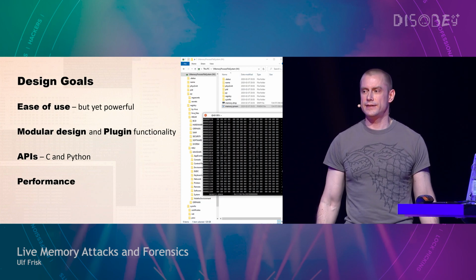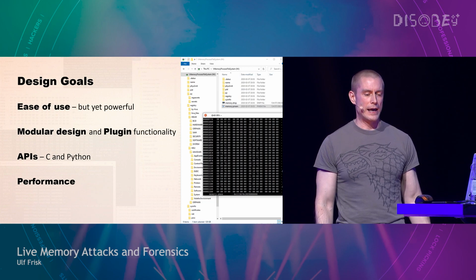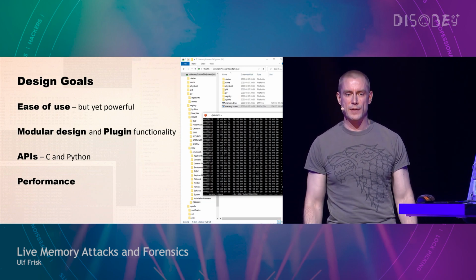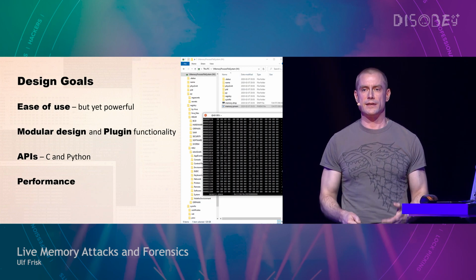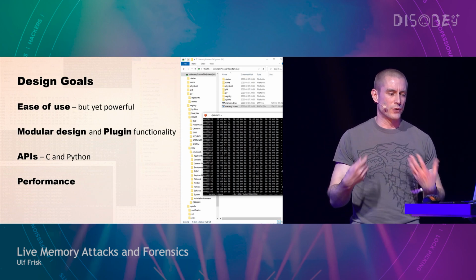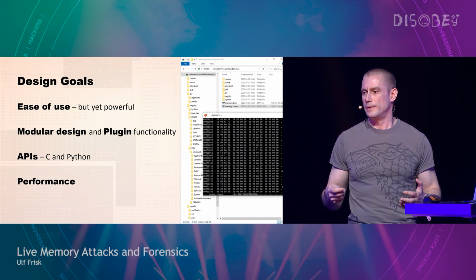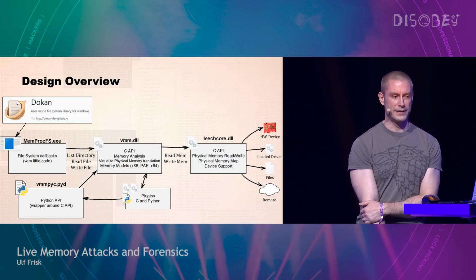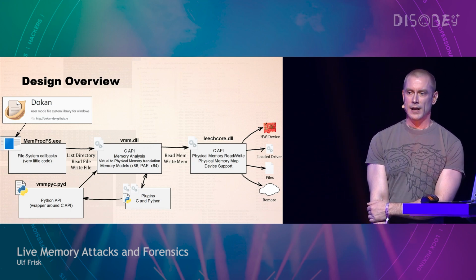And since it's coded in C, it's going to be a C API, and that's quite portable. But also Python is really popular within the security community, but also the memory forensics community, so add a Python API as well. And performance is super important, because when you're clicking around in a file system like this, you really want it to feel really quick and nice, so you don't have to wait for a couple of minutes for things to happen.